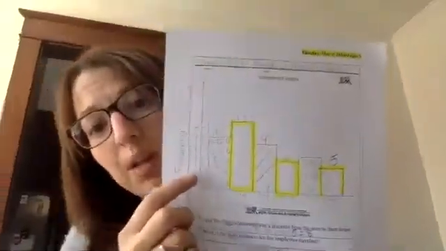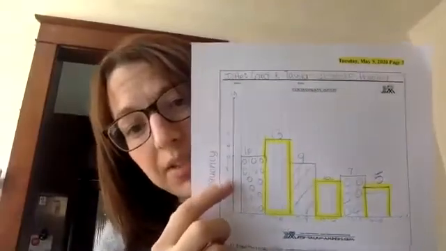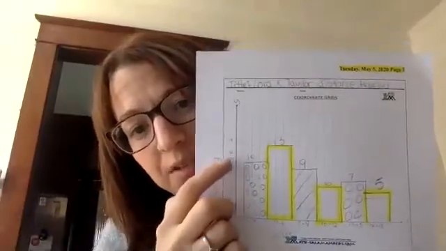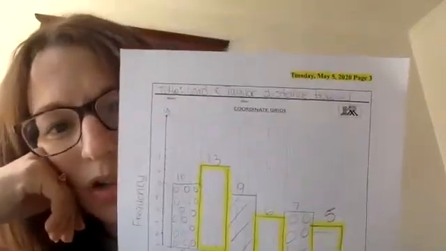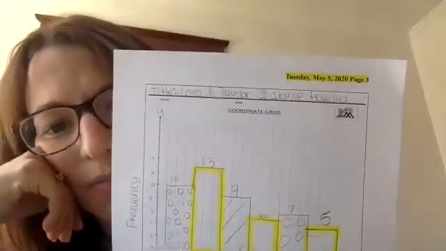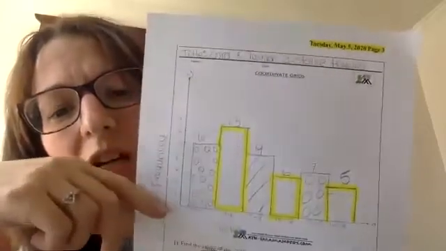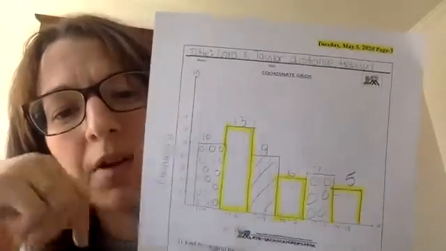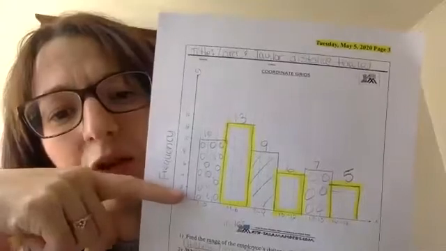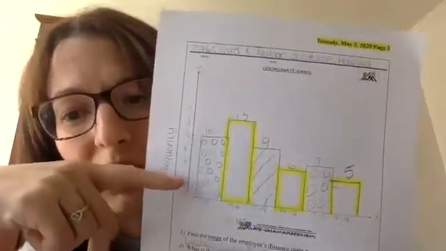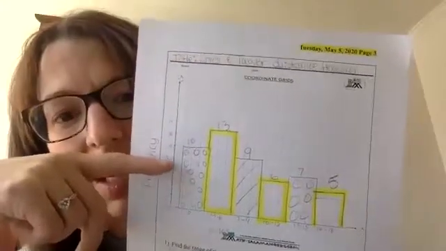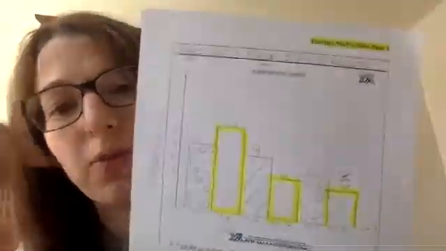0, skip, 2, skip, 4, skip, 6, skip, 8, skip, 10, skip, 12, skip, 14. So here we go. Everything here is a number, a skip, and a number. So that means anything that doesn't have a number on the y-axis is an odd number. So it'll be 0, 1, 2, 3, 4, 5, 6, 7, 8, 9, 10, all the way up to 14.